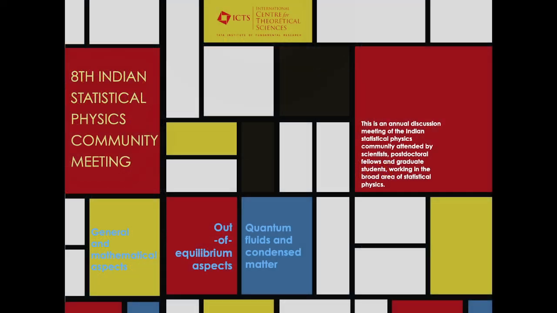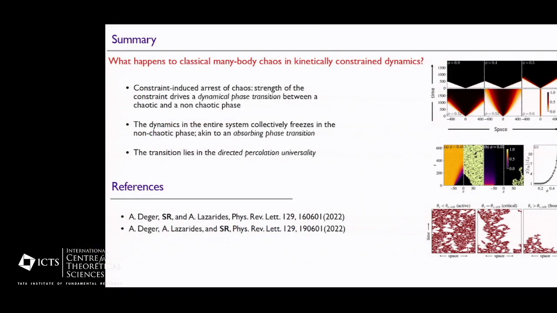And in the other phase the dynamics is not chaotic. Then we actually found out that in the non-chaotic phase, the dynamics of the entire system actually freezes. So the transition actually begins to look like an absorbing phase transition. And then from there, it's a very short bridge to finding out that this transition actually lies in the directed percolation universality class. So that's basically the story. And these are the two papers where these results are presented in all their detail.